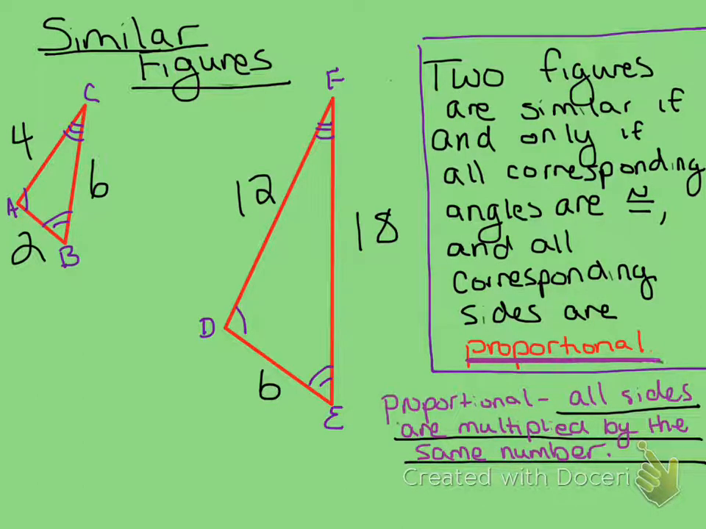That means that the sides are not going to be the same. What we mean by proportional is that all of the sides are multiplied by the same number. So take a second and look at the triangle and see if you can figure out what all of those sides are multiplied times to go from the smaller triangle to the bigger triangle.